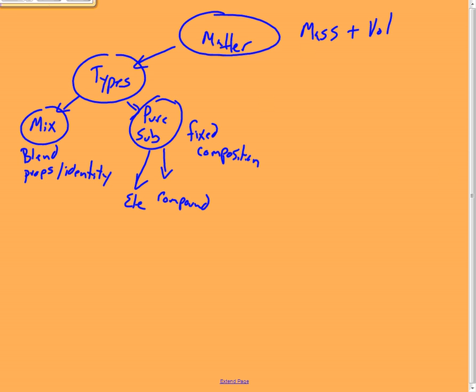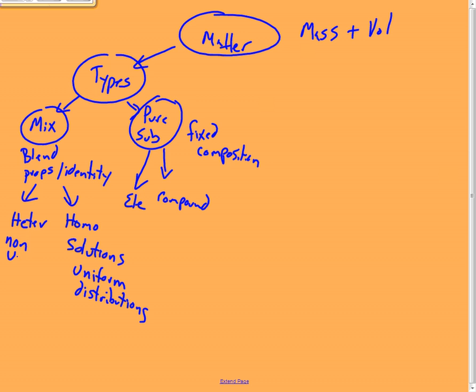And we said we have two types of mixtures: heterogeneous mixtures and homogeneous mixtures. Homogeneous mixtures, also known as solutions, have uniform distributions, whereas heterogeneous mixtures have non-uniform distributions. Okay?